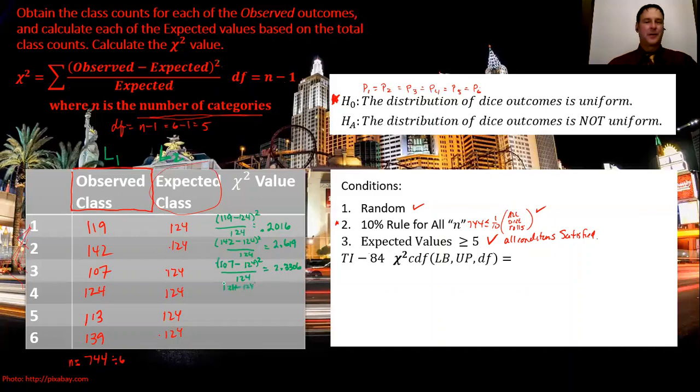I like the one I'm currently working on. It's 124 minus 124. That gives me a 0 in my numerator, which means I had an observed value that was exactly the same as our expected. And so that gives me a value of 0 for a chi-squared. And then I've got 113 minus 124 squared over 124. That gives me 0.9758. And finally, the last one is 139. Okay, and that gives me 1.814.